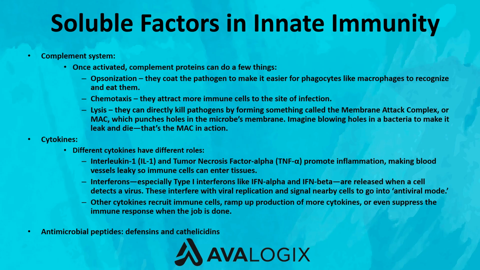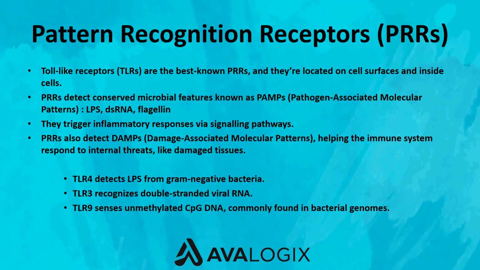Let's go there. So now that we've seen the cells and soluble molecules involved in innate immunity, a big question comes up. How does the immune system actually recognize a threat? How do these cells know that something is foreign, dangerous, or just doesn't belong? The answer lies in special sensors called pattern recognition receptors, or PRRs. Think of PRRs as the immune system's version of radar or surveillance cameras. They don't recognize every detail about a pathogen, just the red flags.